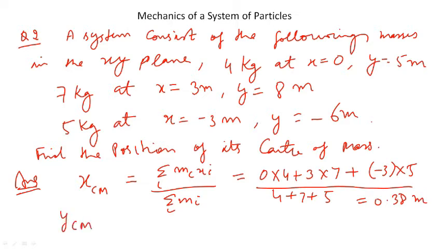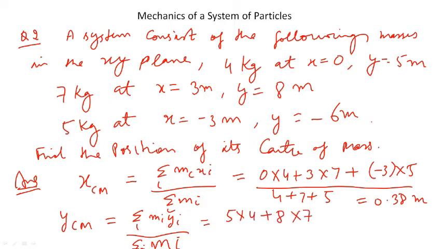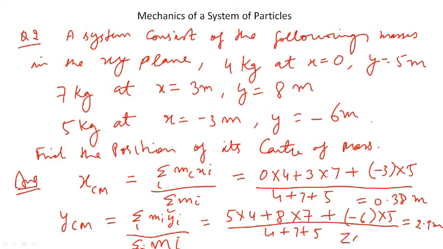Similarly, we can find the y coordinate for the center of mass. It will be equal to sigma i mi yi upon sigma i mi, and this comes out to be 5 into 4 plus 8 into 7 plus minus 6 into 5 upon 4 plus 7 plus 5. So if you solve it, it comes out to be 2.9 m. Because your body is in the XY plane, the z coordinate of the center of mass will be 0. So these are the answers of the problem.